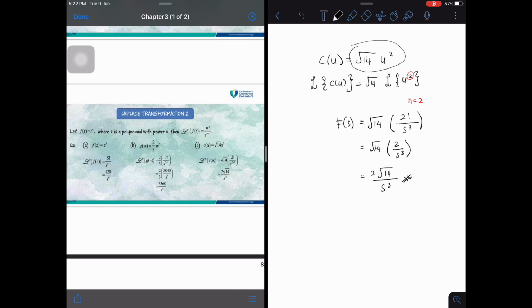So now you see that after you have done the Laplace transformation process, your function will be only in terms of s. So this is the second property of Laplace transformation.